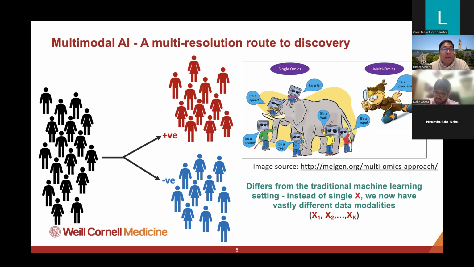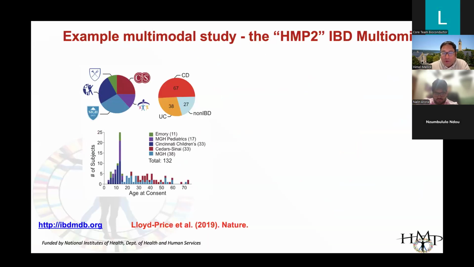I'm mostly stating the historical perspective, even from a single omics traditional machine learning standpoint: overfitting, high dimensionality, and other challenges we wanted to resolve using sophisticated machine learning techniques. We now have to apply similar concepts in the setting of multiple X's. So that's the gist of what we are going to talk about today.